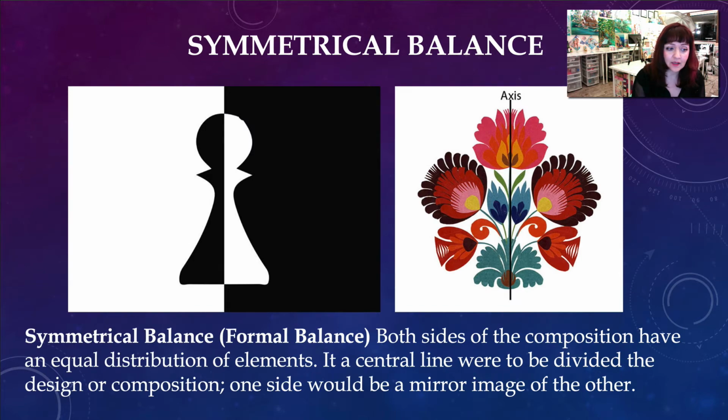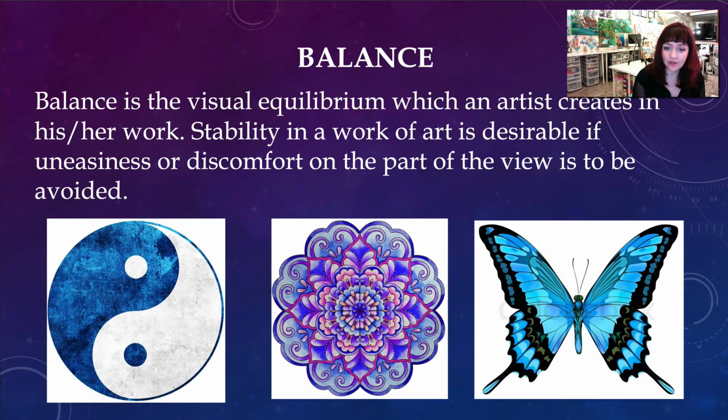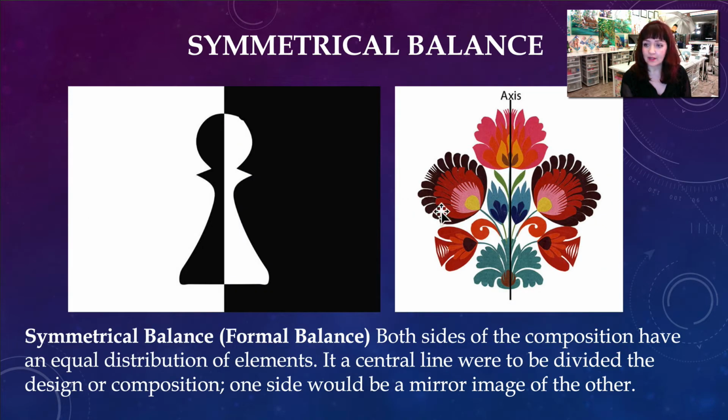There are actually three ways that we could create that balance. One is symmetrical balance, asymmetrical balance, and radial balance. Let's take a look at some examples. Symmetrical balance is basically when you draw a line in the middle of your composition, whether horizontal or vertical, you would have exactly the same shapes and forms on either side.